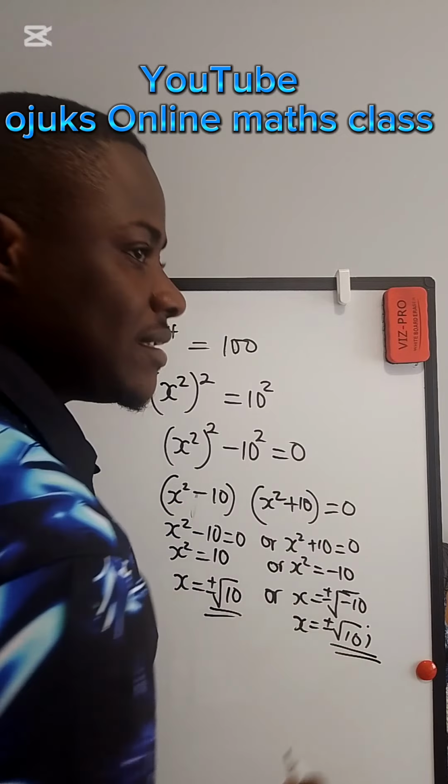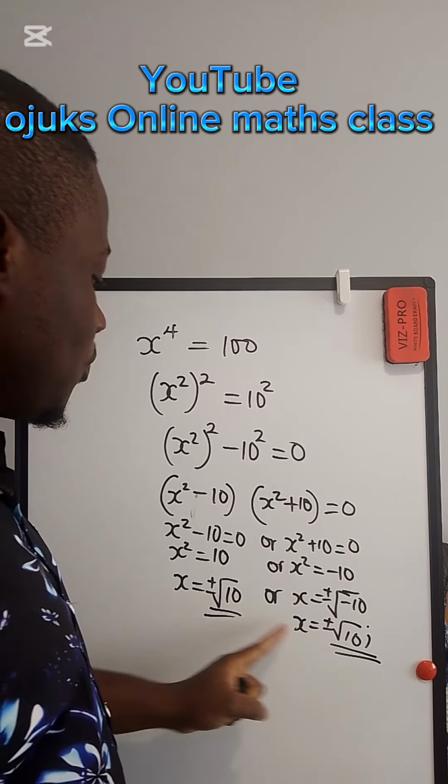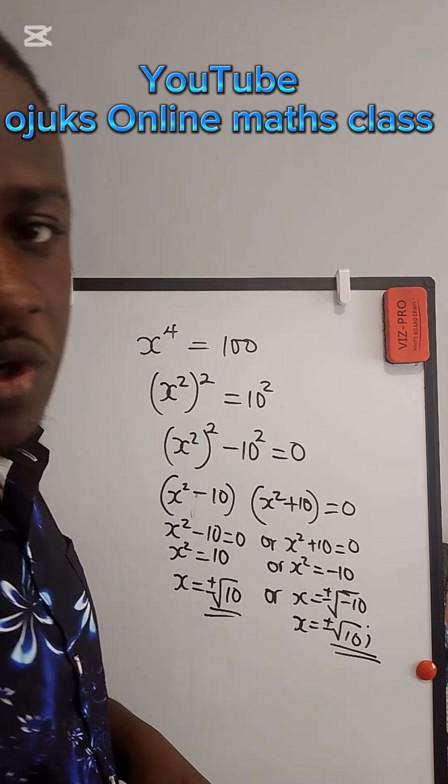Then i stands for the imaginary. So these are the two possible values of x that will satisfy the equation on the board.